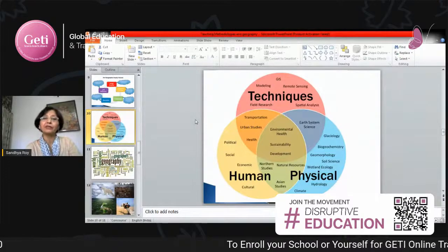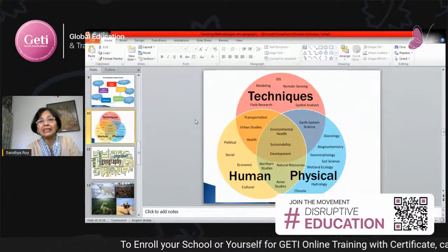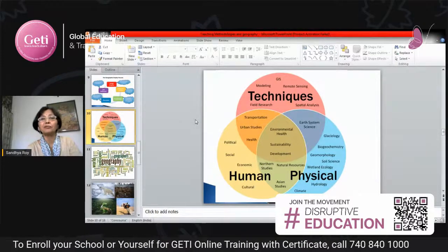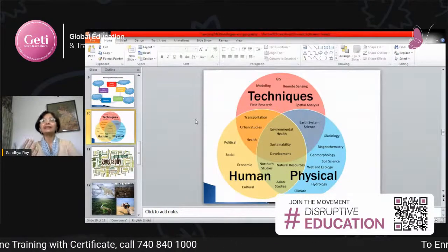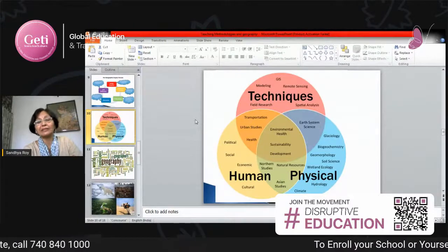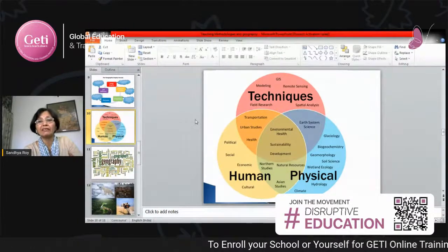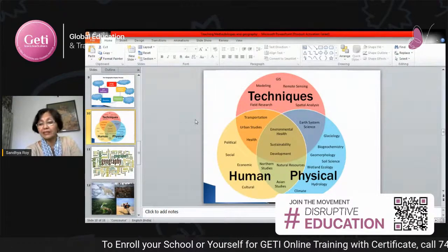Computerization is there for everything. The research work has become very easy now. Everything you get on the click of your finger. So these are all the things we need to understand, and then relate it with the physical environment, which is very important. How we can relate all the things to the physical environment.